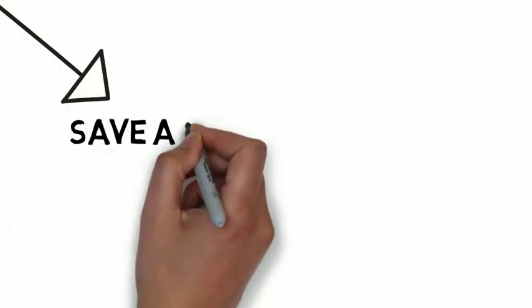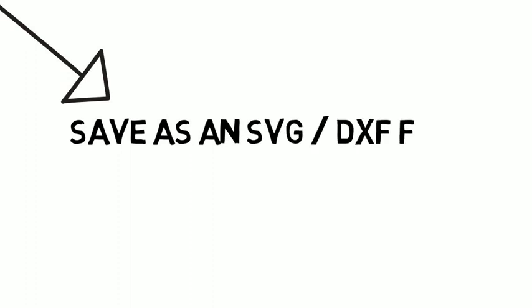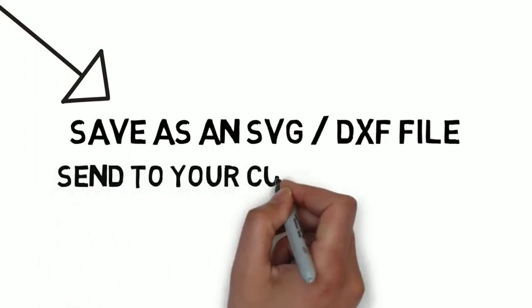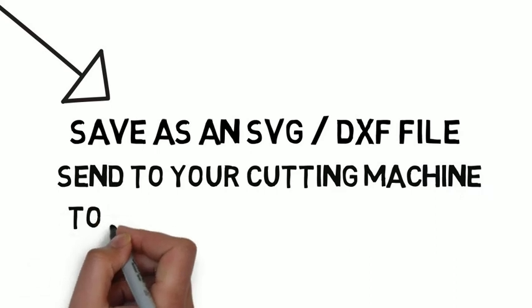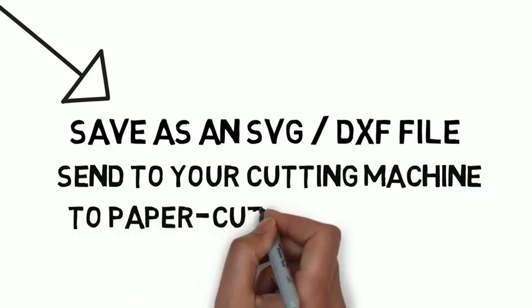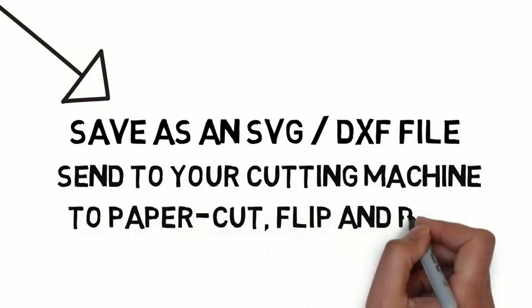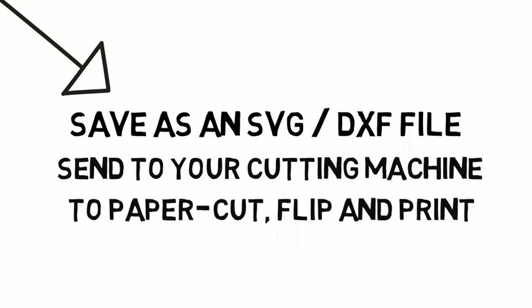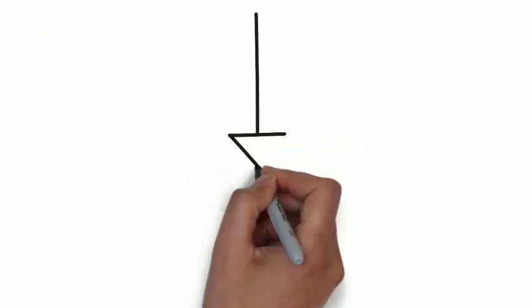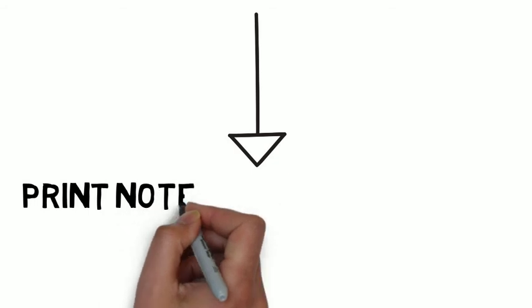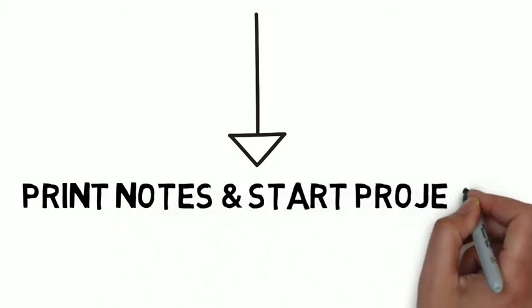Once you are happy with your design, save it as an SVG or DXF file and send it directly to your cutting machine. If you plan to cut it out by hand, then simply flip it over and print. That's designing paper cuts in a nutshell. So, what's next? Print out these notes and start the project.